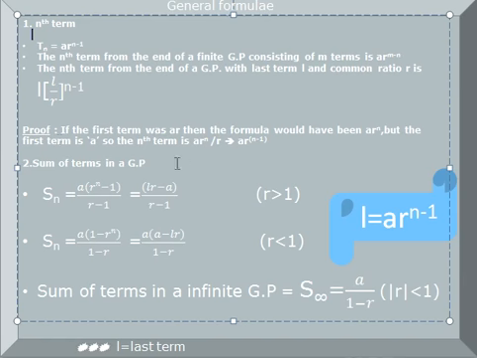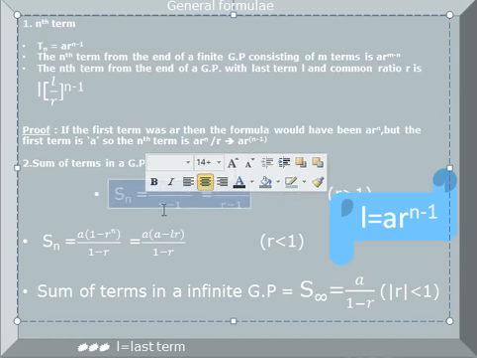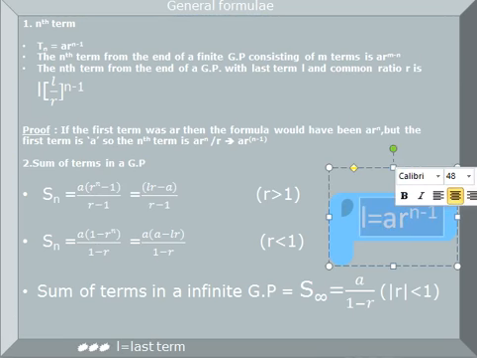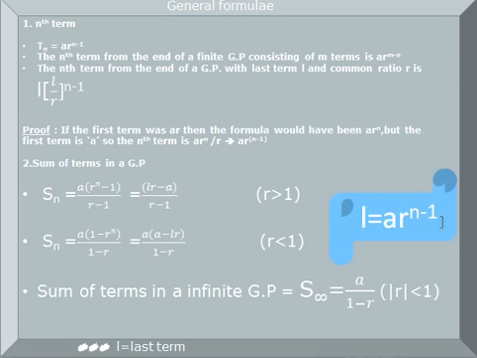And we got this formula over here, including the last term. If it has n terms, then the last term would be ar to the power of n minus 1. So if I open this bracket, ar to the power of n is nothing but l into r. If I multiply l into r, I am multiplying r with ar to the power of n minus 1, and then this becomes ar to the power of n. So lr equals ar to the power of n.